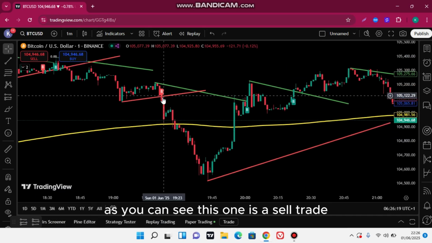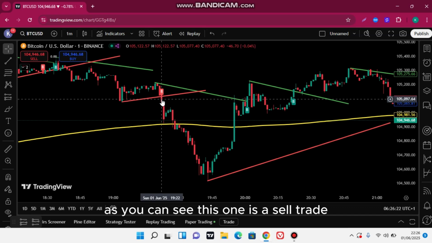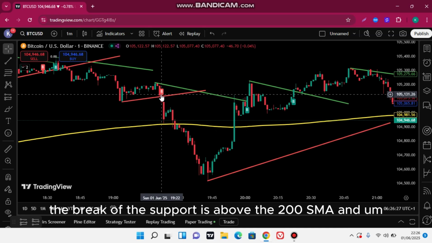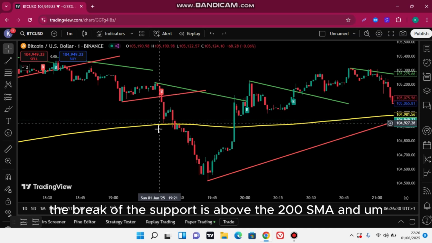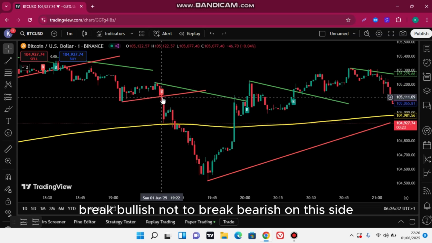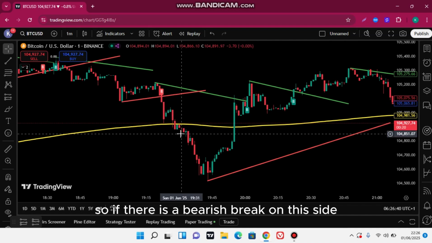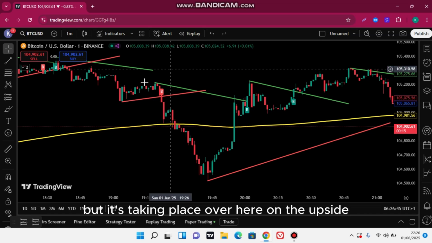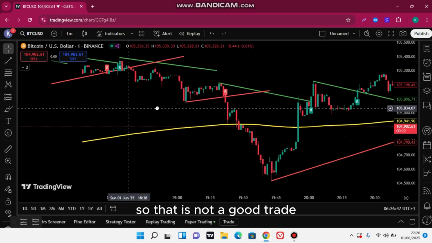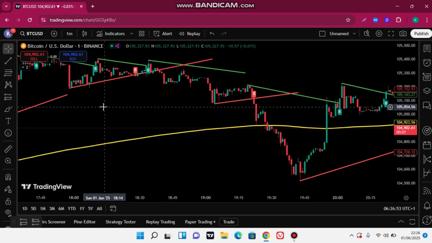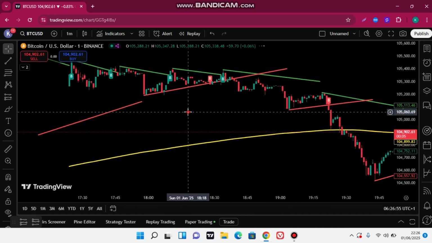As you can see, this one is a sell trade. You are not supposed to go in for such a trade because the break of the support is above the 200 SMA, and the rule of the market is that it's supposed to break bullish, not bearish, on this side. If there is a bearish break on the lower side, then we should take a sell, but it's taking place over here on the upside, so that is not a good trade. And then this trade is a loss, so once in a while you also get a loss trade, but that's just the sweetness of trading.